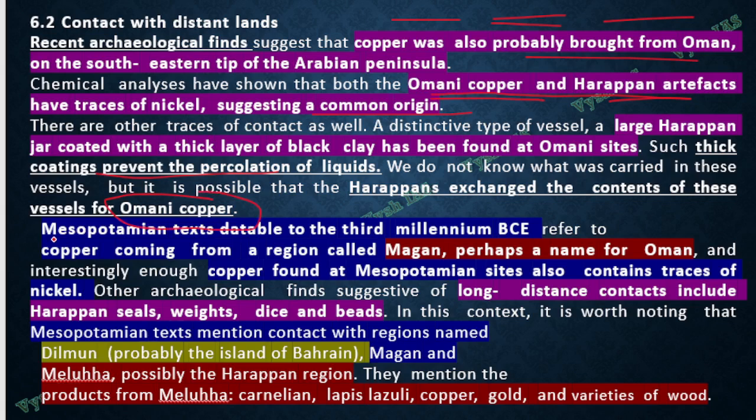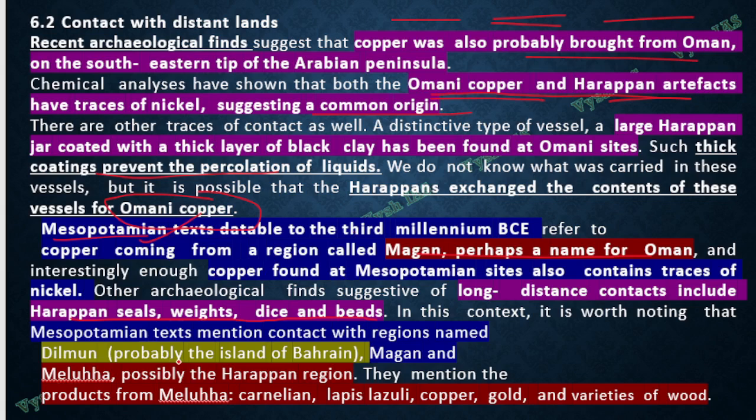Then Mesopotamia, I told you, which is the Iraq region, and then Magan, which is the other name for Oman. The Harappan seals, weights, dice, beads, all these are found in these places, whether it is Magan, whether it is Mesopotamia, whether it is other Oman or Saudi areas. Everywhere some form of Harappan things are being discovered.